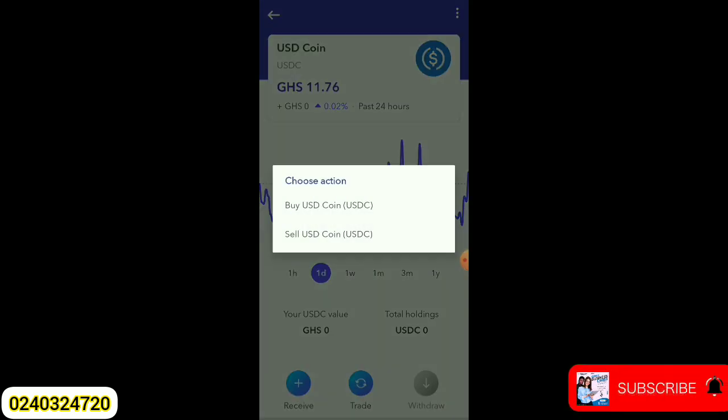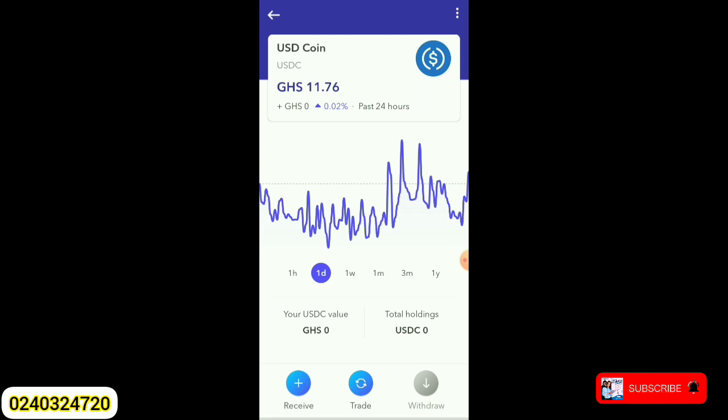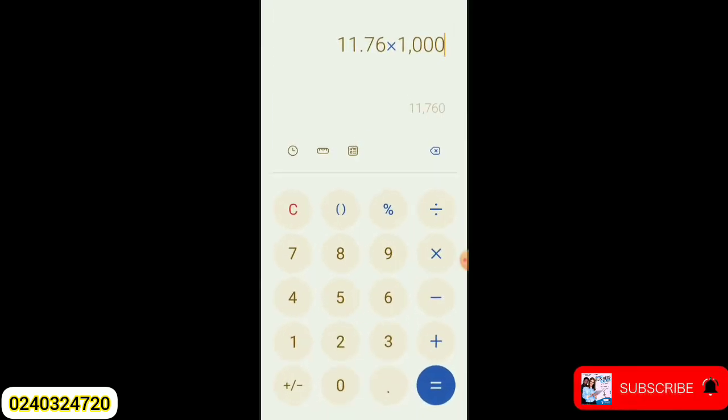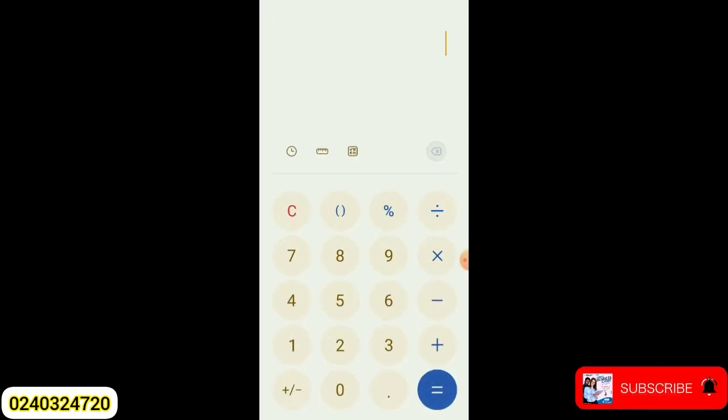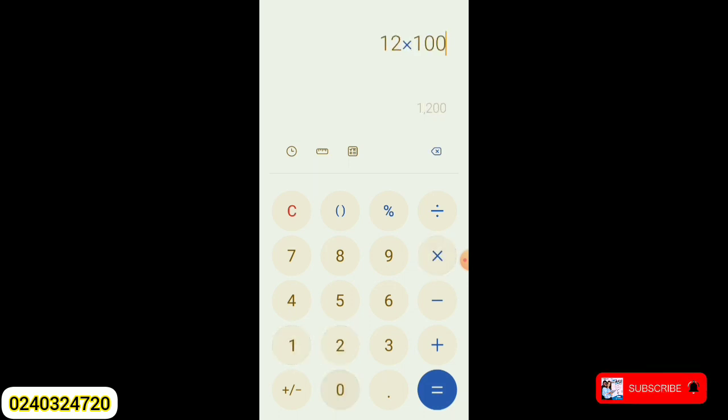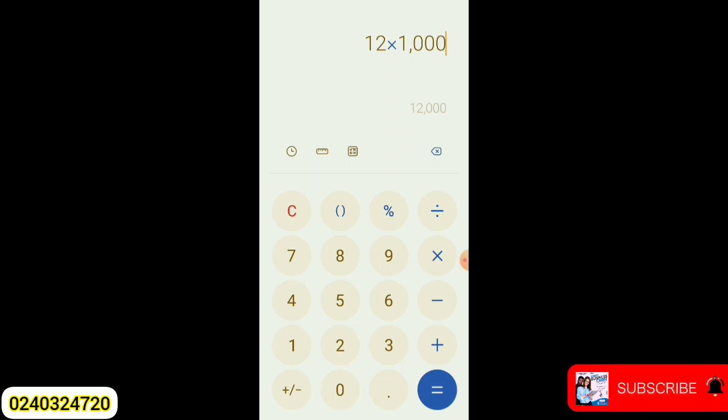Before you sell, you have to calculate and see the interest you will get, because after all, you invested money in it. So this is how you do it. I want to sell it at 12. So 12 times 1,000. If I'm selling at the rate of 12 cedis, I'll get 12,000 Ghana cedis. I invested 11,760. So this is how I'll do it.